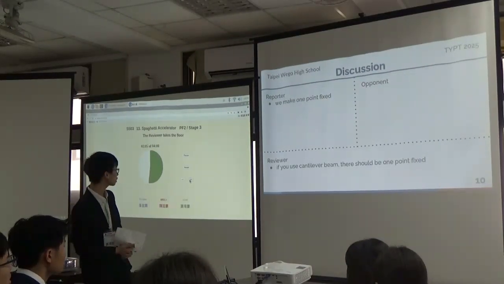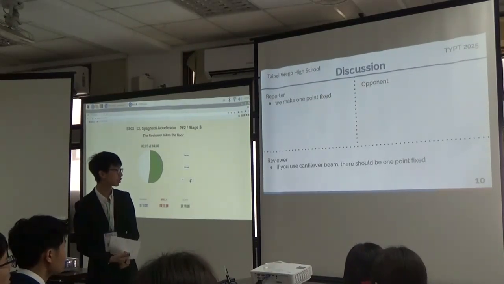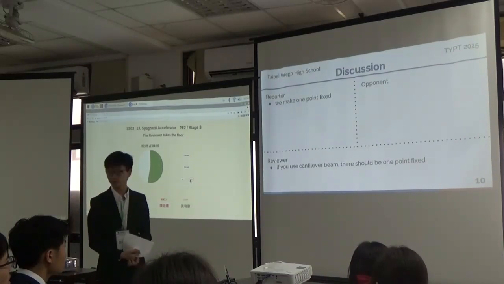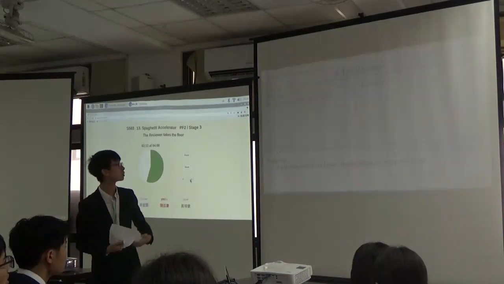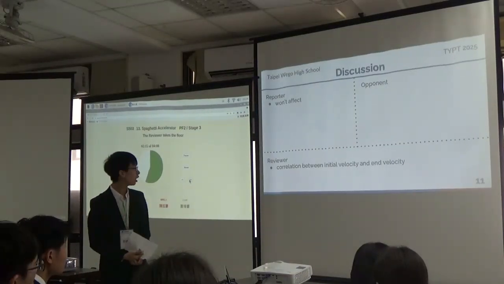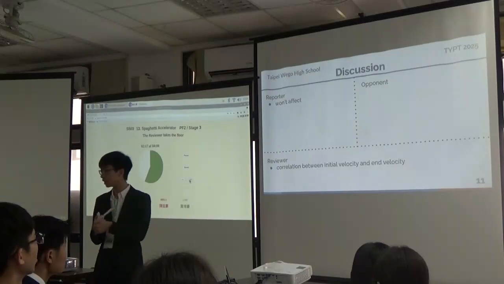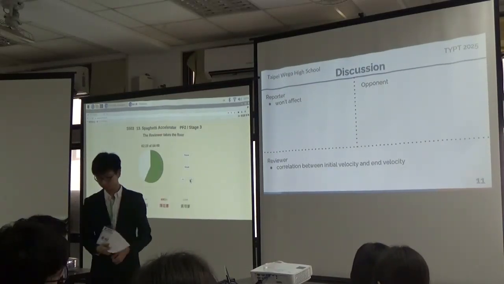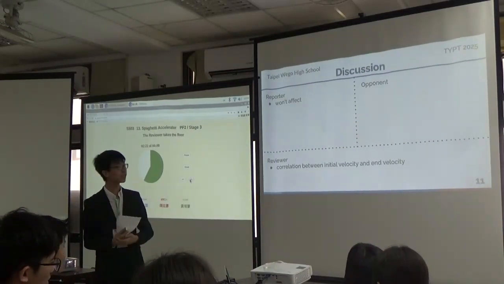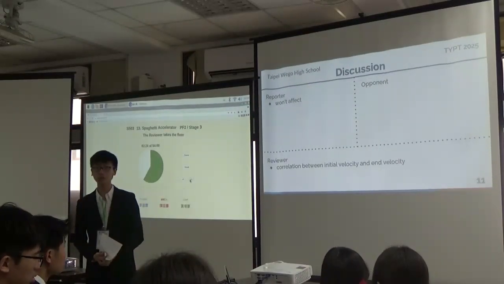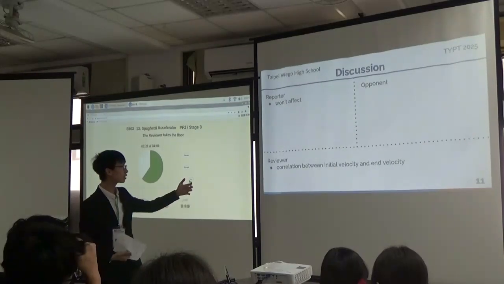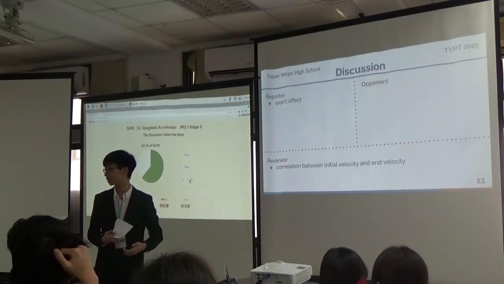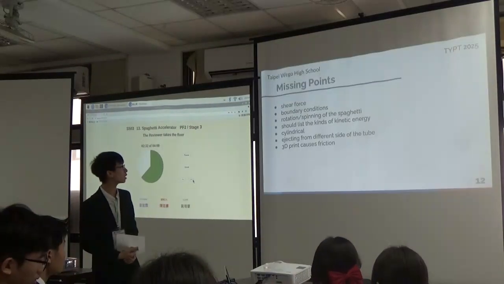The next discussion I talked about is if you use a cantilever beam, there should be one fixed point, and the reporter does not really clear up this rumor. So the last one is the correlation between initial velocity and final velocity, and the reporter says that it wouldn't affect. However, I'd like to question this by saying, why would you control the initial force if you think that the initial velocity does not affect the final ejection speed?